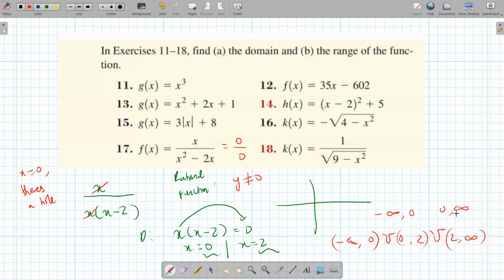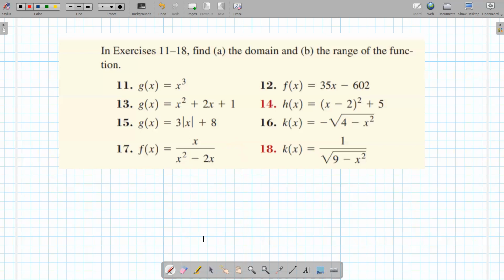Let's just quickly do this. 12 is super simple, linear, x is in R, y is in R, not concerned with that. 14, the domain is x in R, quadratic, right? If you notice, 14 is in the vertex form. So what's going to be its range? It goes 2 units to the right and up 5 units, which means it'll be 5 to positive infinity. Yeah, good. Let's look at 16.